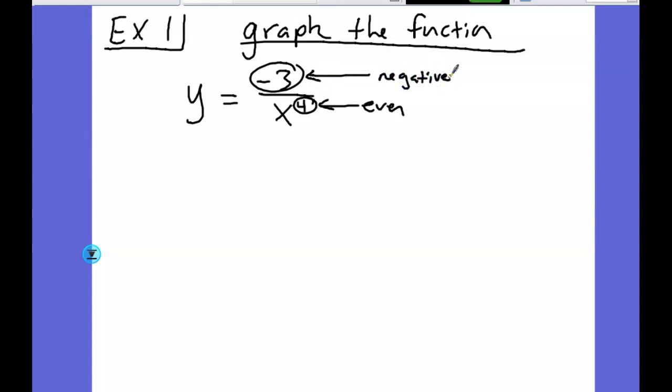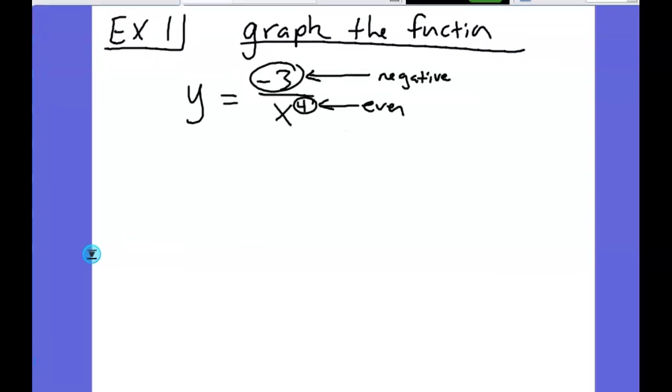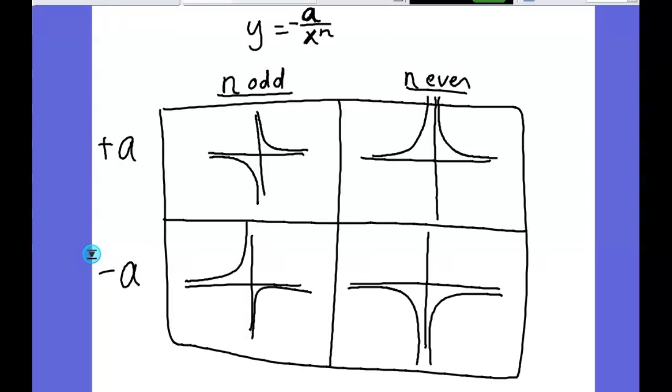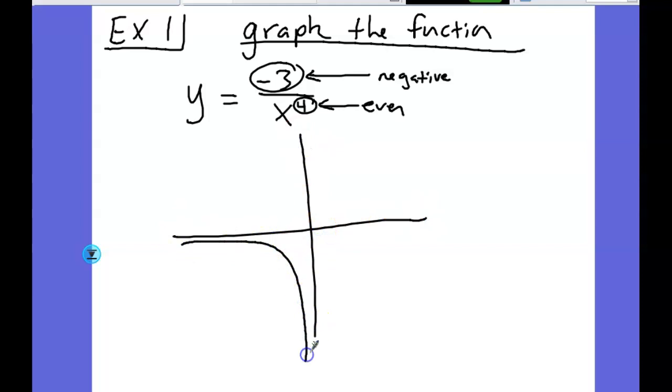Right? So, oops. Where did it go? Right there. I have a negative a and an even power. My graph is going to look like this then. Okay? And that's pretty much it. Pretty simple, huh? We're going to add some stuff to it in a minute. But for now, this graph would look roughly something like this. There we go.